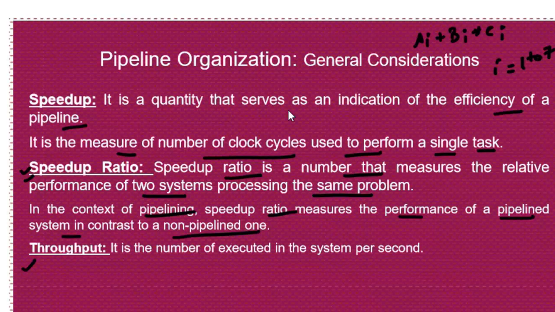Next is speed up ratio. Speed up ratio and speed up are both metrics that are closely related to each other. Speed up ratio is a measure of performance of two systems processing the same problem. That means whenever we have to execute the same problem using a non-pipeline system and using the pipeline system, it is a ratio of both systems. In the context of pipelining, speed up ratio measures the performance of a pipeline system in contrast to a non-pipeline one. Last is throughput. Throughput is the number of executed instructions in the system per second.